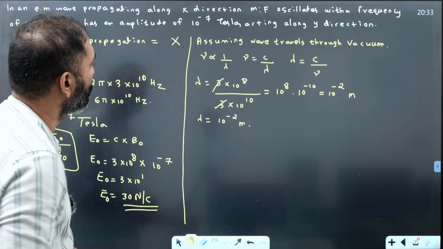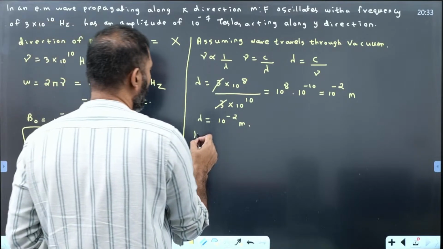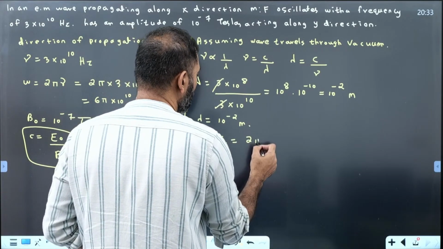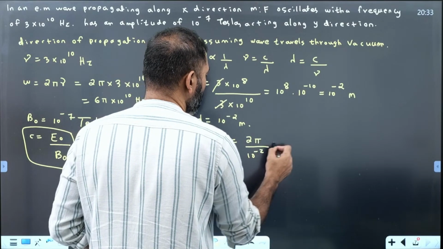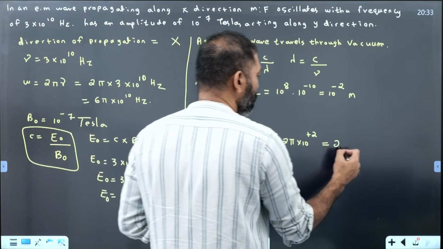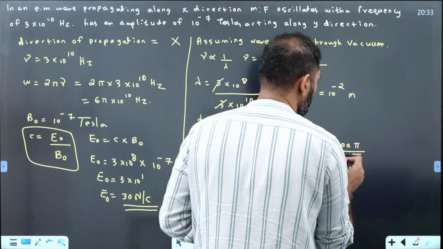Any doubt? So what is K? K equal to 2 pi by lambda. So K equal to 2 pi divided by 10 raised to minus 2. So 2 pi into 10 raised to plus 2. That is 200 pi per meter.